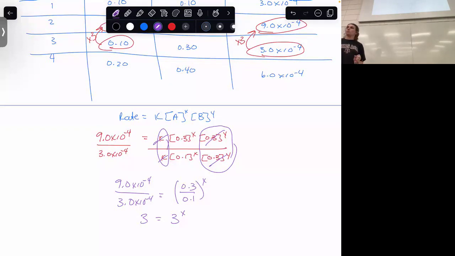One question. Yep. Why did you cancel the constants? Like, are they the same value? The K constants? Yes.